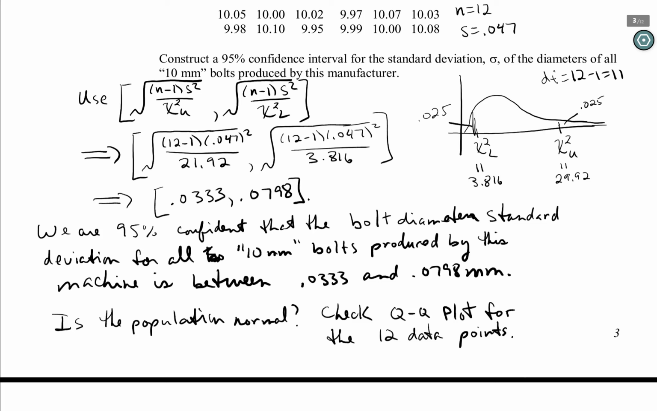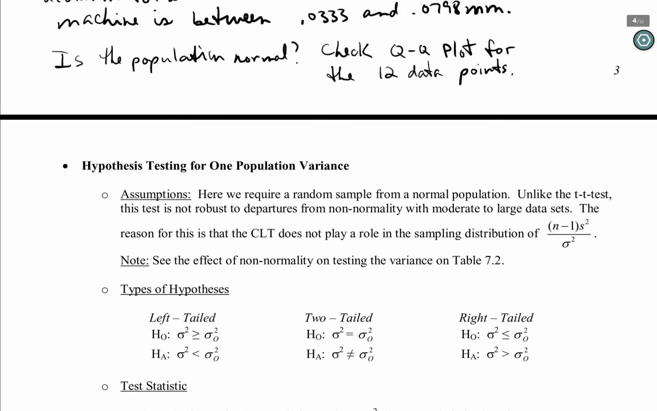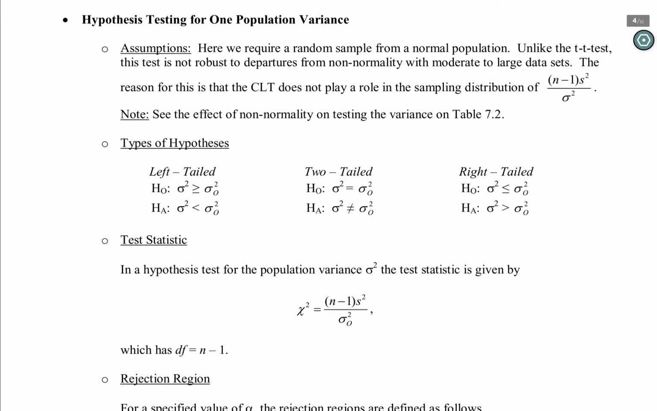But for us, it is common enough to have data that comes from a near normal or normal population for us to apply this sort of confidence interval. Next, we move on to a hypothesis test situation for a single population variance.